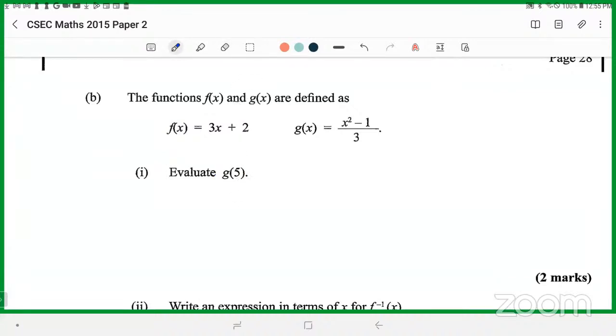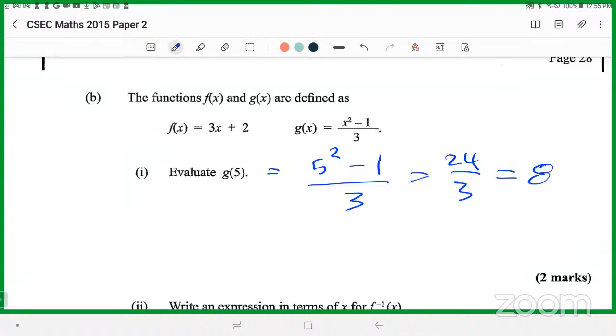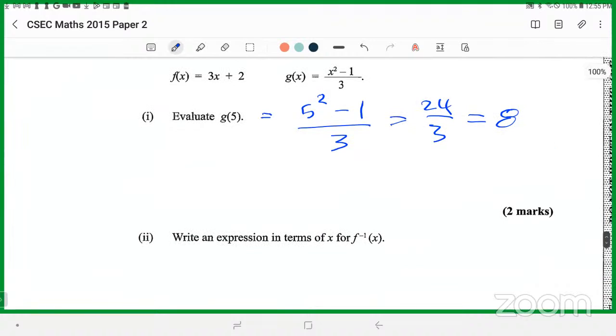They want f of 5, they put it in there, but they want g of 5. So we put the 5 in the g function. So this becomes equal to 5 squared minus 1 over 3. I replace the 5, that's the 5 right there. 5 squared is 25. 25 minus 1 is 24. This becomes 24 over 3. 24 over 3 is 8. That's it. All right. Next thing I want is to write an expression for f to the minus 1.